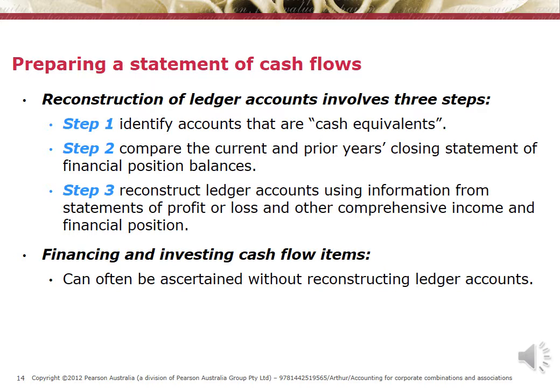The last point down here says that financing and investing cash flow items can often be determined without reconstructing the accounts. So quite often you'll find the information regarding these within the additional information, not part of just the statement of profit and loss and other comprehensive income and the statement of financial position, where you've got to figure it out. It will be stated in the question as additional information.